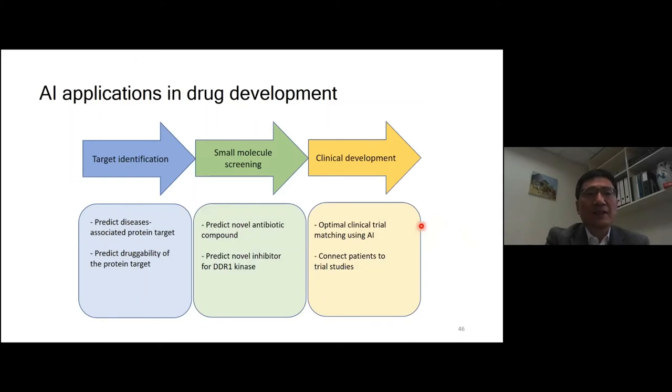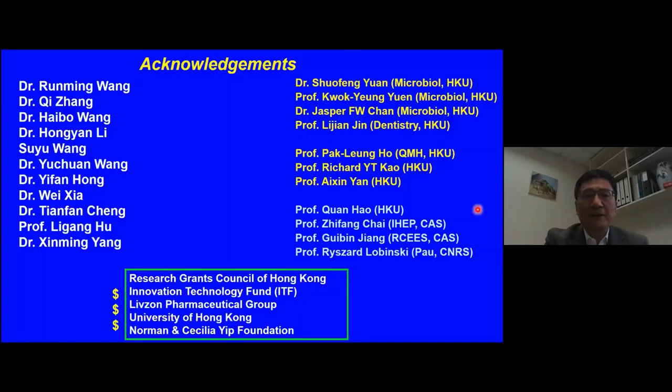And this is the AI application in drug development, from target identification, small molecule screening, to clinical development. And I think I shall stop here to give you a very general introduction about the use of AI in drug development. And subsequently, for the rest of the time, we'll be happy to answer all of your questions.